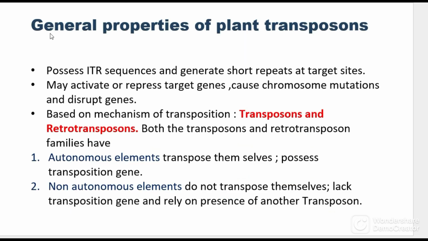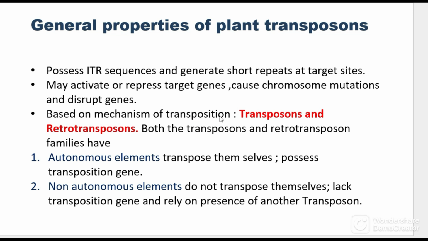Coming to the next slide, these are some general properties of plant transposons. Plant transposons possess ITR sequences and generate short repeats at the target sites. What do we mean by ITR sequences? These are the inverted terminal repeats, structural features of the transposable elements that are essential for the transposition process of certain DNA elements. They can activate or repress the target genes, can cause chromosome mutations or disrupt genes. So potentially we can say that they are a major source of genome diversity and change.